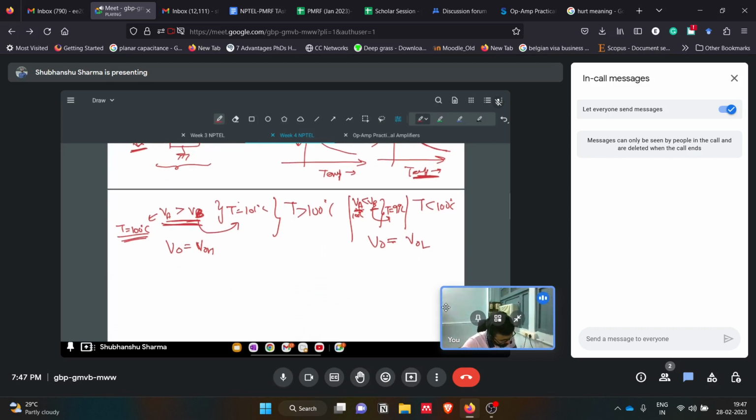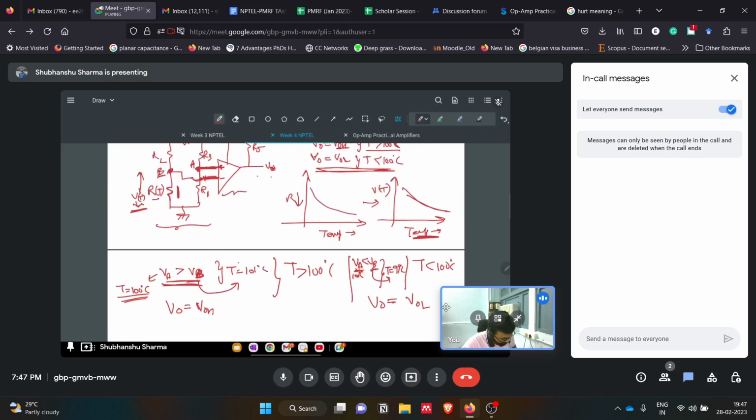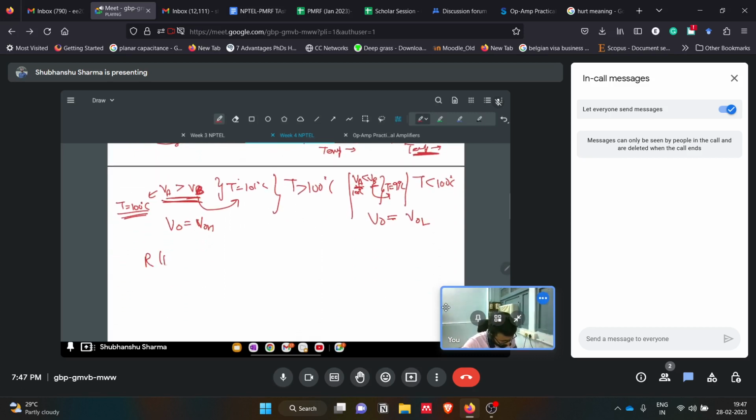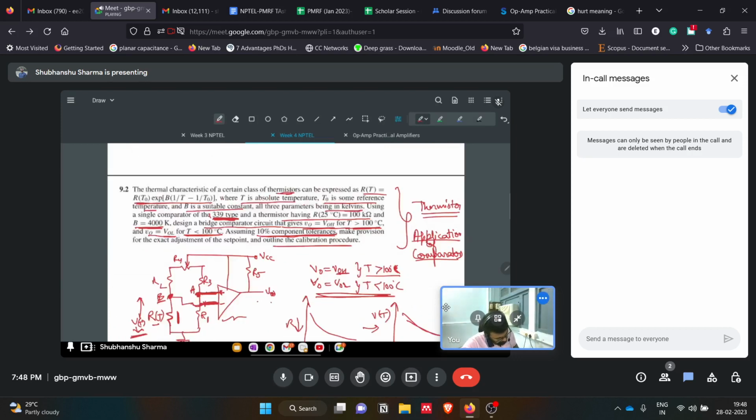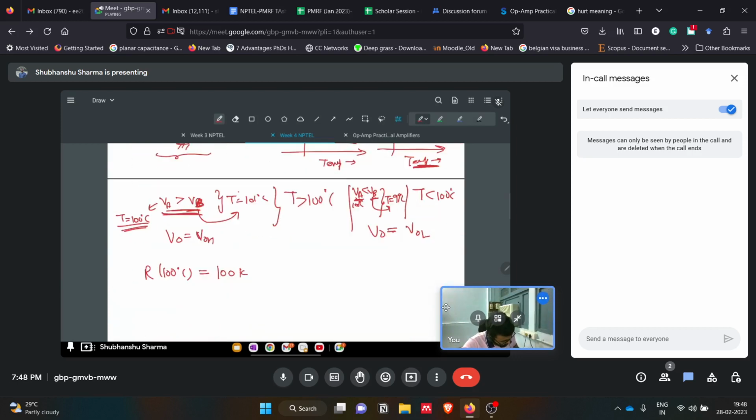So now we need this resistance at 100 degrees Celsius. So what will it be? We have the equation here. I'll just write it down for you. R of T equals R of T naught times e to the power B times (1 by T minus 1 by T naught). Fine. So T naught is the temperature of 25 degrees Celsius. So we have R of T naught as 100 kilo ohms.